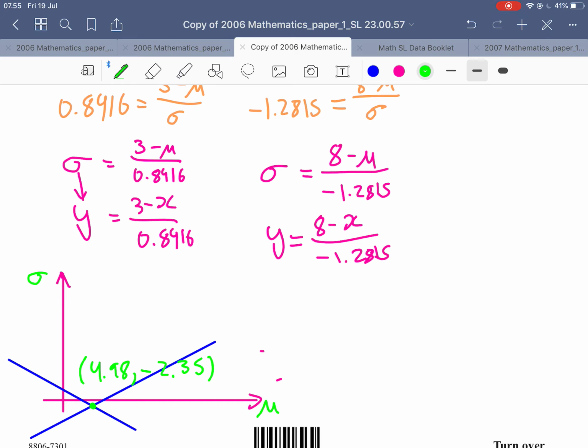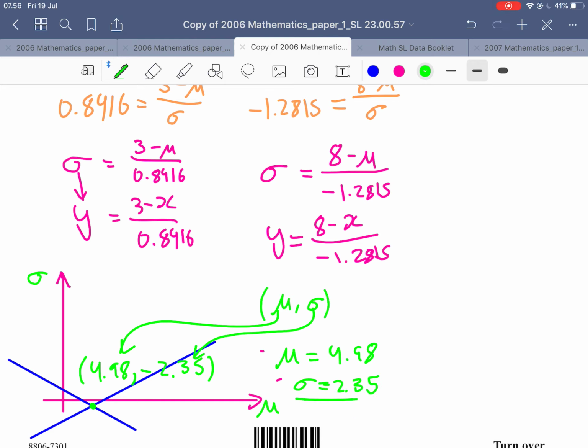Now, the points on this graph come in the form mean, standard deviation. So that means that the mean is that and the standard deviation is that. So the mean is 4.98 and the standard deviation, well, there's no negatives, it doesn't really matter, is 2.35, and that's the answer.